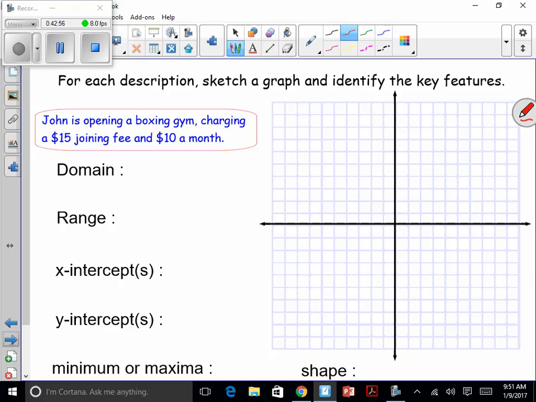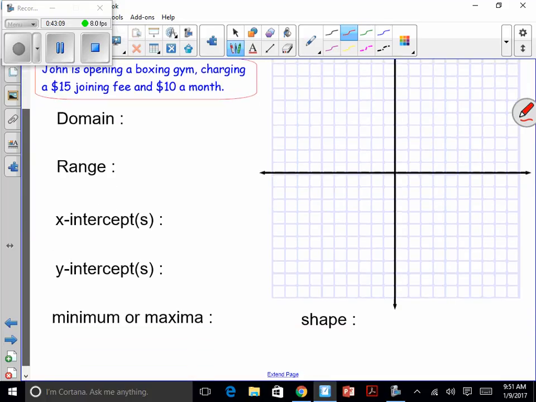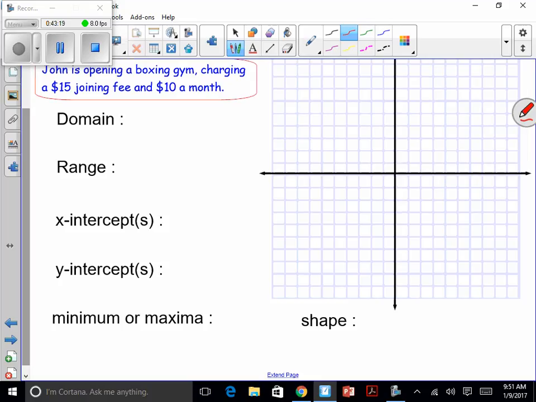For building a table, I'm going to try and use the information they give me to build it, and you'll see what I mean. I'm going to put mine here because I don't have a space, and maybe I'll have to erase it. But here it comes. Hey, John is opening a boxing gym, charging a $15 joining fee and $10 a month. How am I going to build a table from this? Well, let's find it. At the end of the first month, can anybody tell me how much money I had to give to this gym at the end of the first month? I heard 25, and let me lower this a little bit.